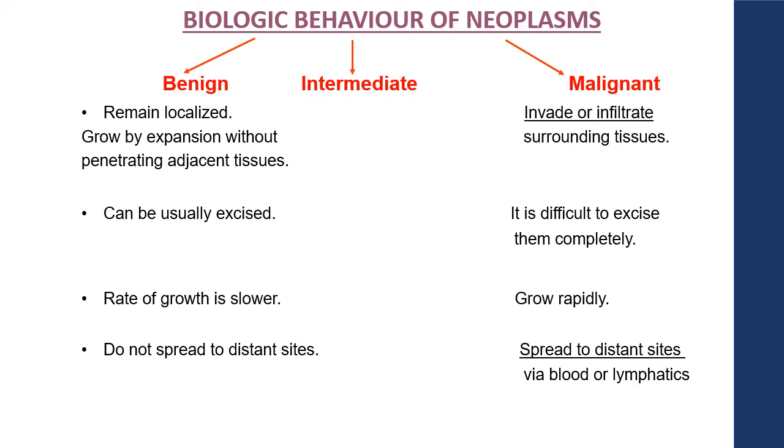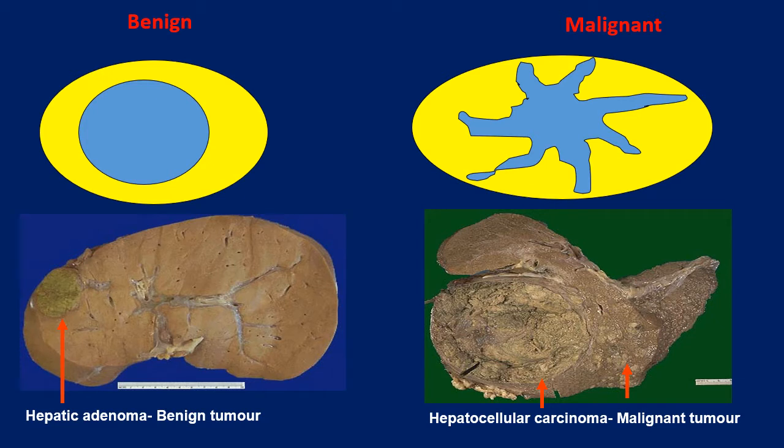However, a malignant tumor is a very aggressive tumor that invades the surrounding tissue, grows rapidly, is difficult to excise, and spreads to distant sites via blood or lymphatics. This photo shows that a benign tumor is well circumscribed without infiltration of the surrounding tissue, while a malignant tumor is ill-defined, not circumscribed, and infiltrates the surrounding tissue. Also, the benign tumor does not send distant metastasis, while a malignant tumor does.